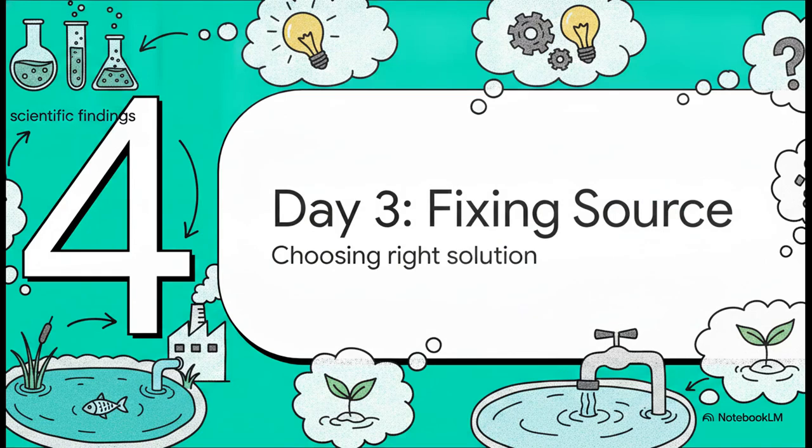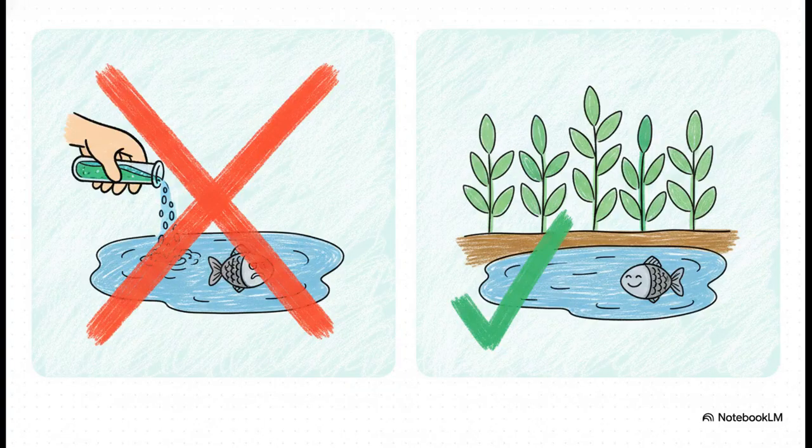Moving on to Section 4, Day 3, fixing the source. Choosing the right solution. Now that they know the cause, students are presented with a few potential solutions, and they have to evaluate them carefully. On one hand, option C suggests just dumping a bunch of algae-killing chemicals straight into the pond, but the lesson forces them to realize this is only attacking the symptom, and honestly, it might even harm the fish further. The much better choices involve planting a buffer strip or just using less fertilizer in the first place, because these reduce the runoff right at its source.